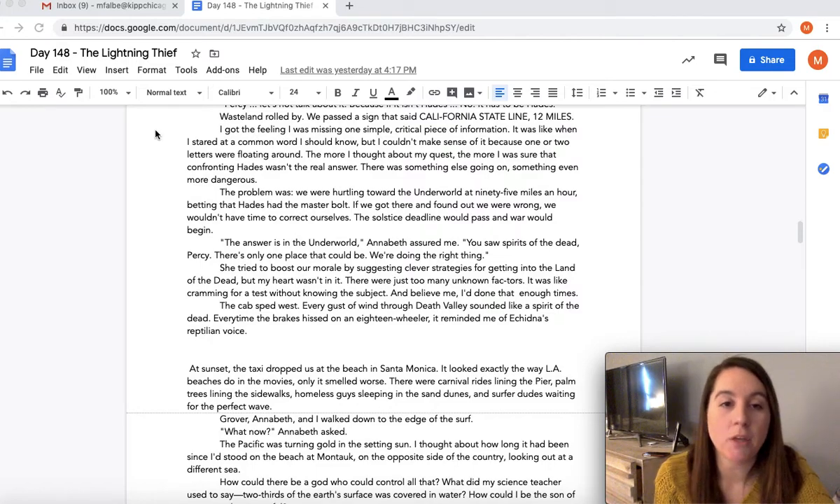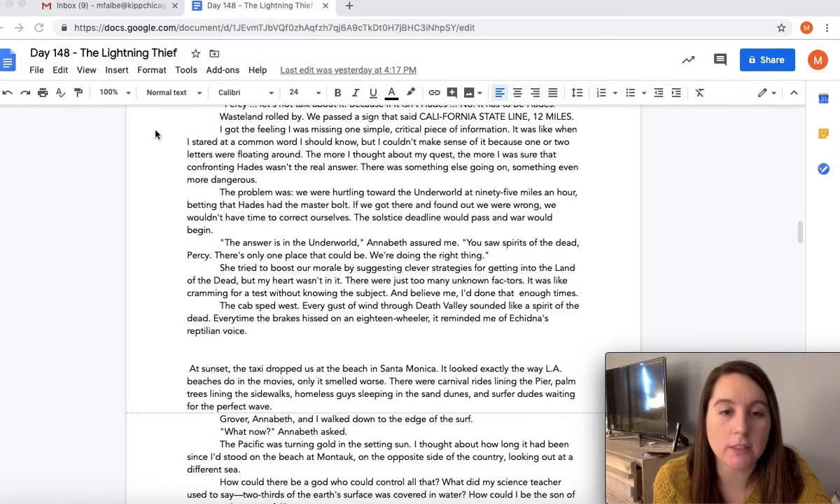Wasteland rolled by. We passed a sign that said California State Line, 12 miles. I got the feeling I was missing one simple, critical piece of information. It was like when I saw a common word and couldn't think of what word I should know. But I couldn't make sense of it because one or two letters were floating around. The more I thought about my quest, the more I was sure that confronting Hades wasn't the real answer. There was something else going on, something even more dangerous.